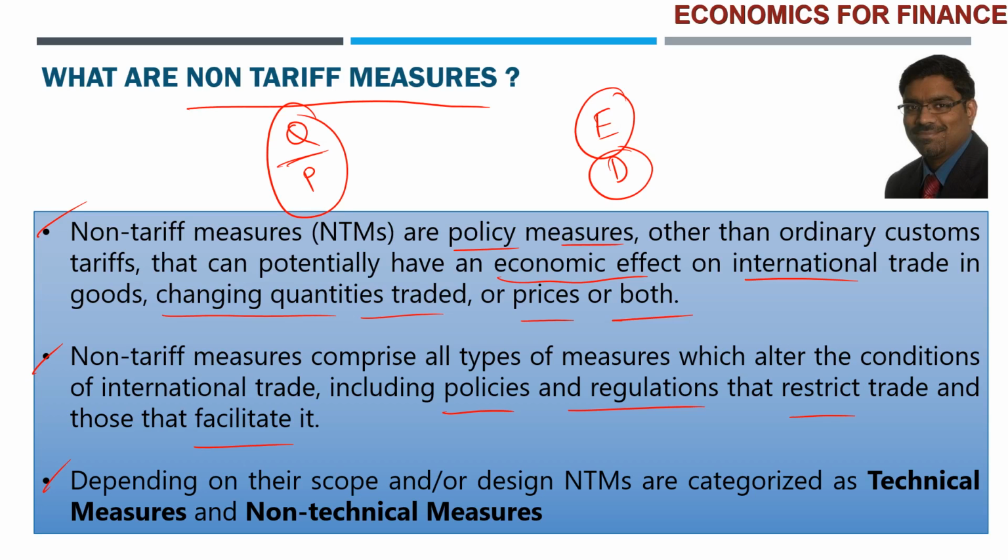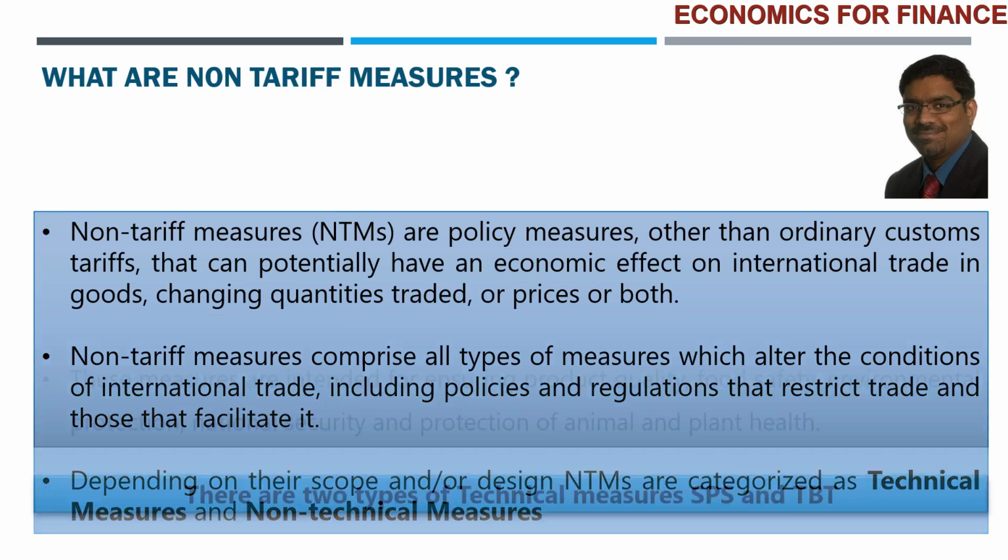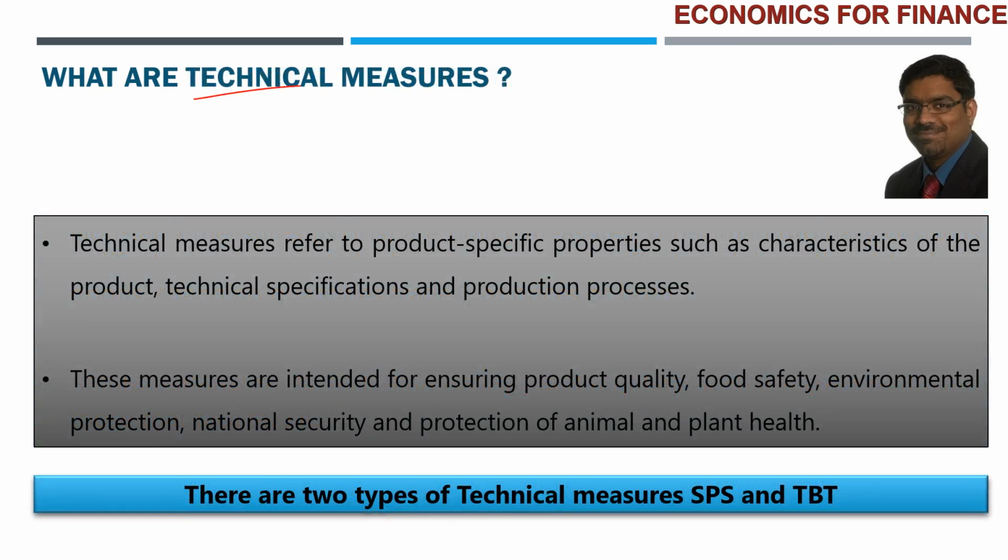And depending upon their scope or design, these NTMs, the non-tariff measures, can be categorized into two categories: technical measures and non-technical measures. So naturally we have to look at both. So within the non-tariff measures, there are technical measures and non-technical measures. So first let us look at technical measures. What are the technical measures? Technical measures refer to product specific properties such as characteristics of the product, technical specifications and production processes. That is the kind of measures which will specify product specific properties.